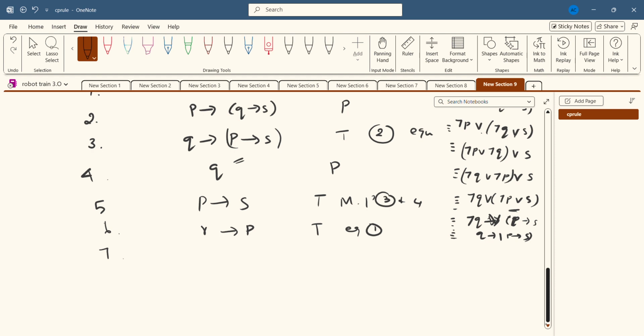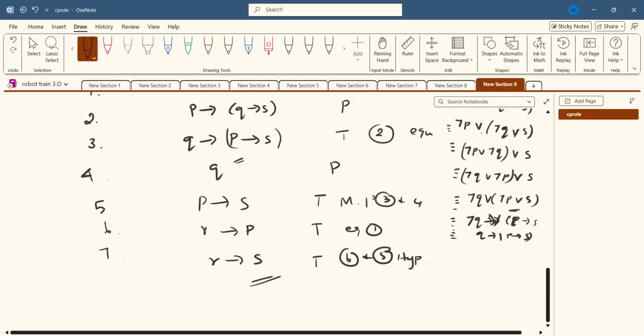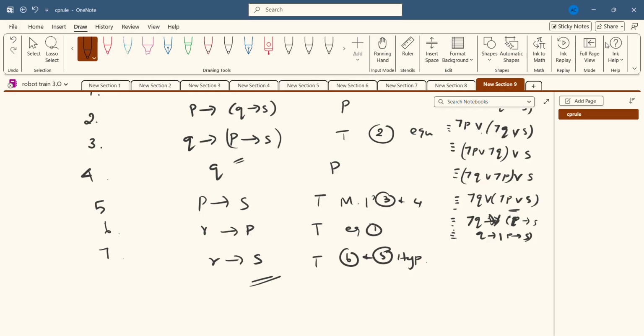And the seventh one will be, see, R conditional P, P conditional S. So finally I can arrive at R conditional S. So here I am going to apply hypothetical syllogism using equations 6 and 5. I am going to apply hypothetical syllogism, so I can derive the conclusion R conditional S. Likewise, we can use rules of inference and derive the conclusion.